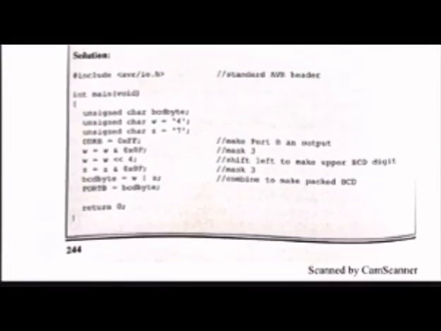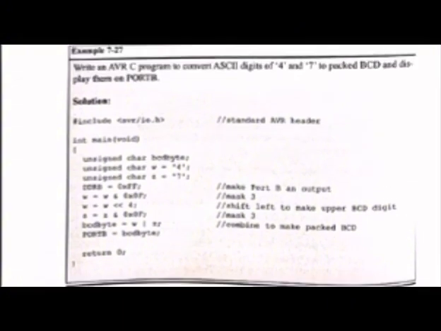let's move on to example 7.27, which says something different. So 7.27 says to write an AVR C program to convert ASCII digits of 4 and 7 to packed BCD and display them on port B. So what they are saying is that we have to convert ASCII digits 4 and 7 to packed BCD, and then we have to display them on port B.